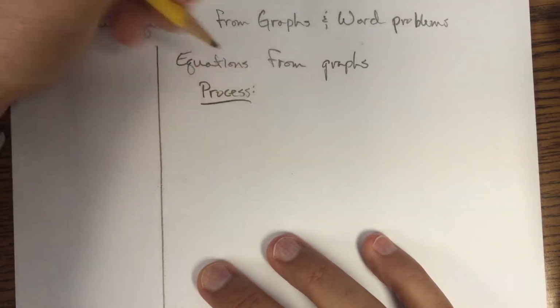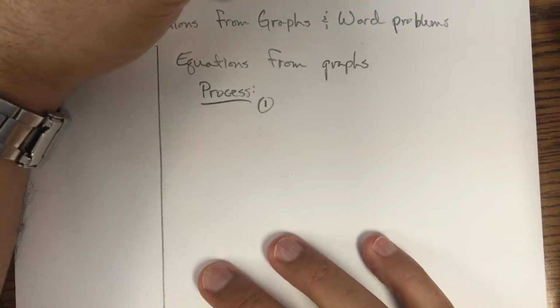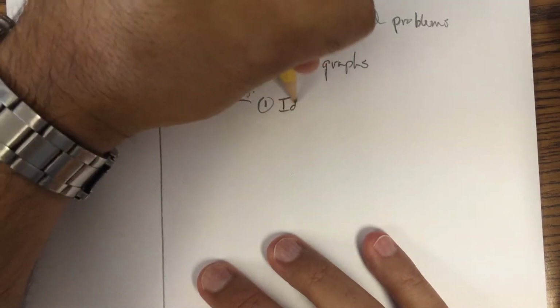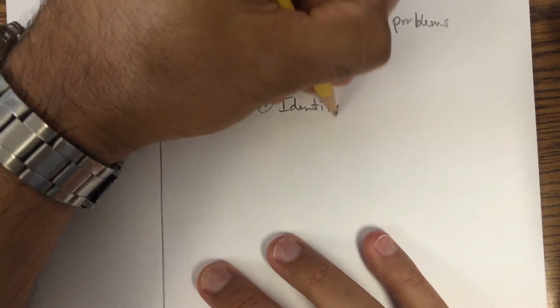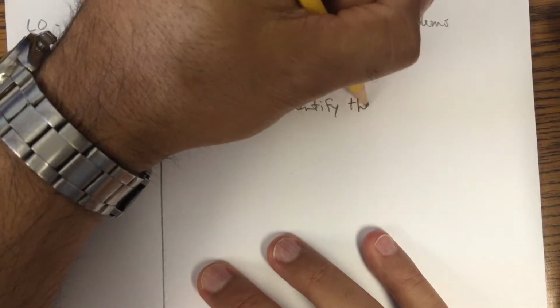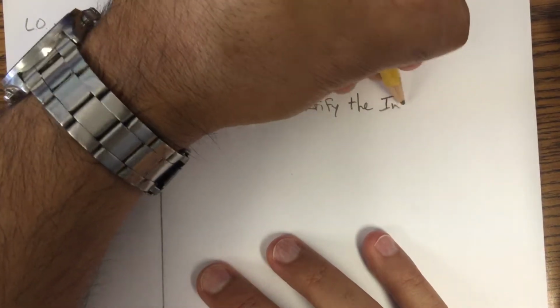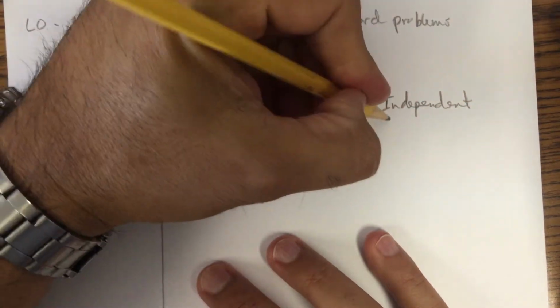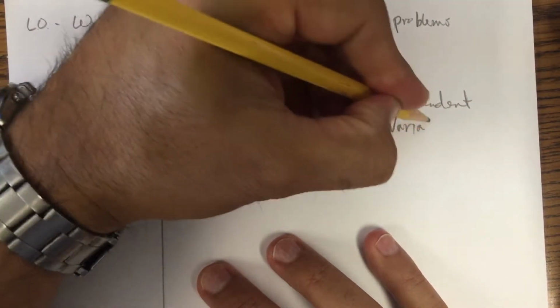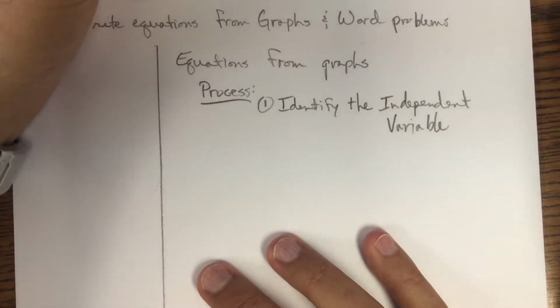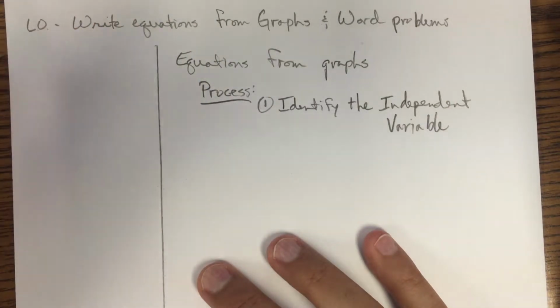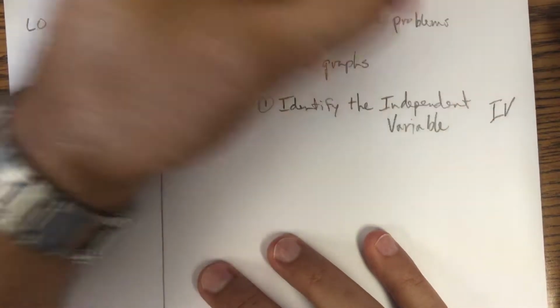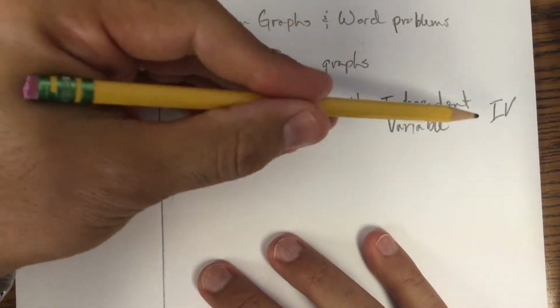Process. Step 1. We need to be able to identify the independent variable. Identify the independent variable. And from here on, guys, I am going to write IV for independent variable because this is long. This is short. I like IV.